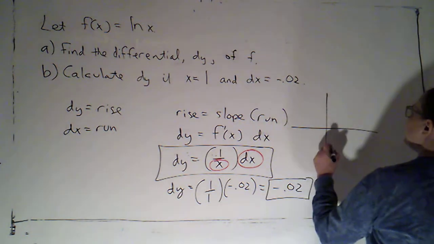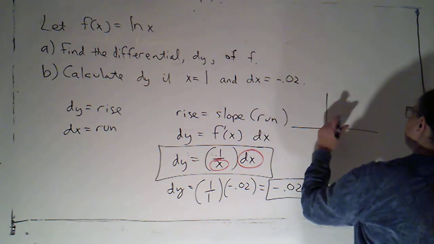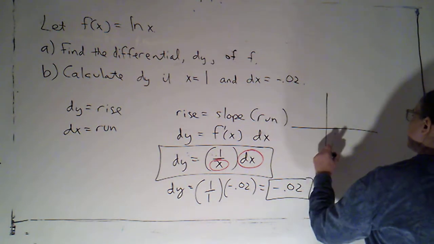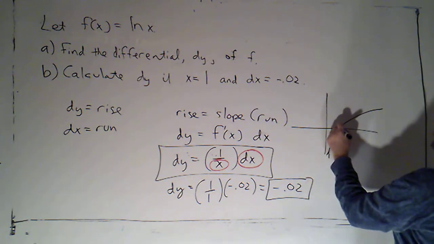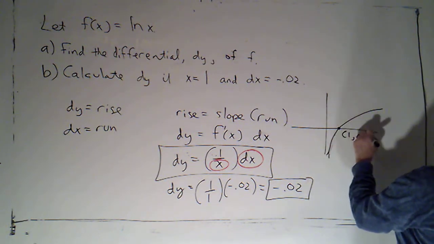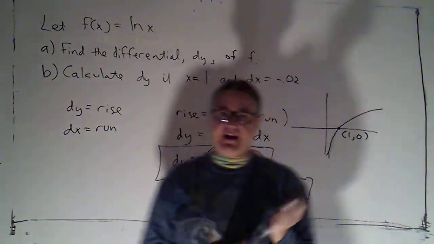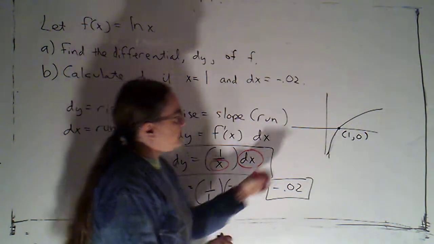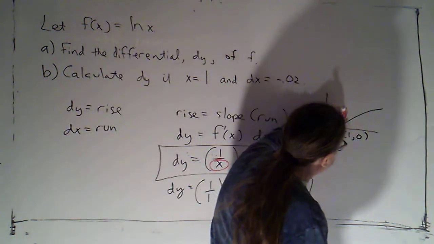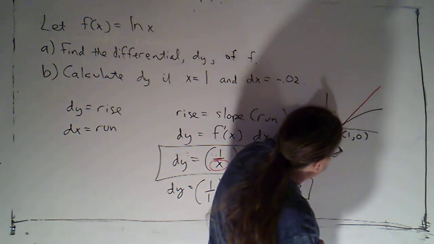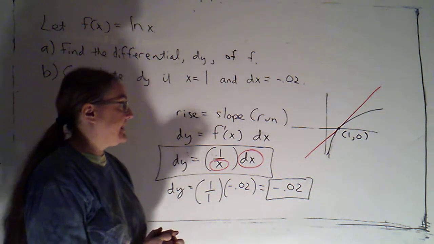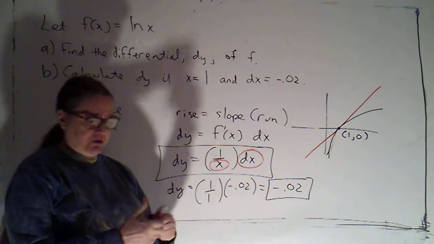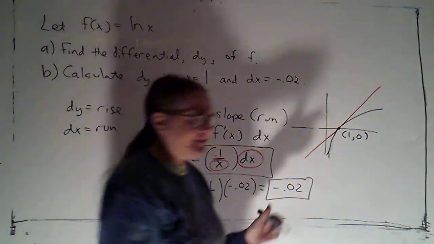Now let's just draw a picture of what just happened. So we were working with the natural log function. And I know that at 1, that's actually the location of the x-intercept for that function. And the tangent line we just calculated has a slope of 1. Now, negative 0.02 is a fairly small distance.